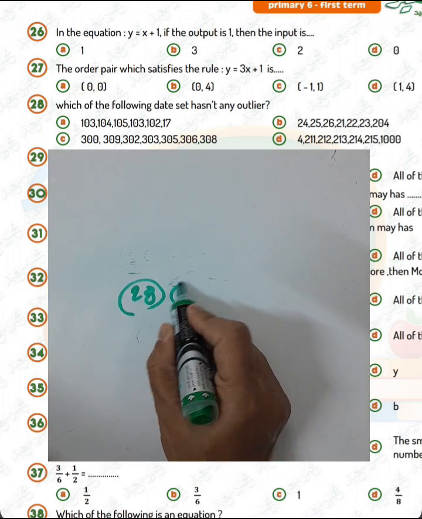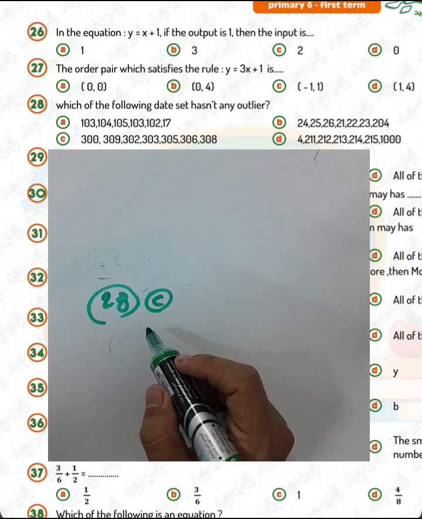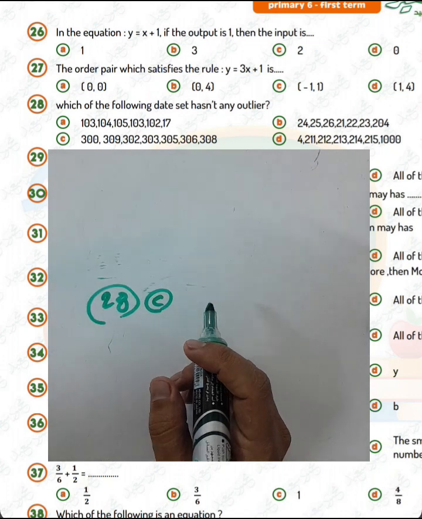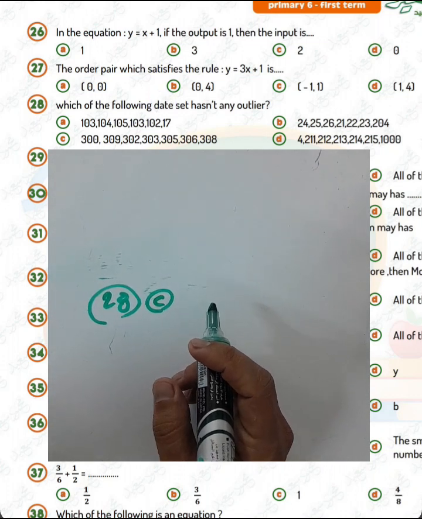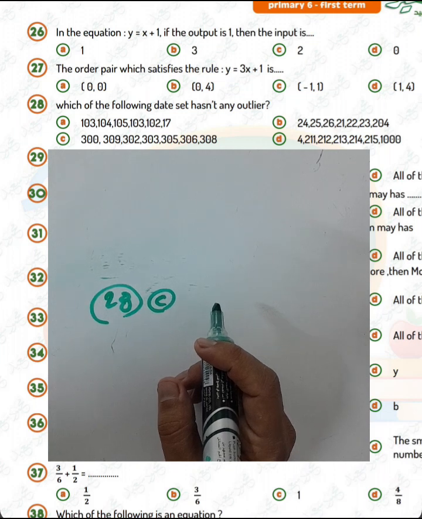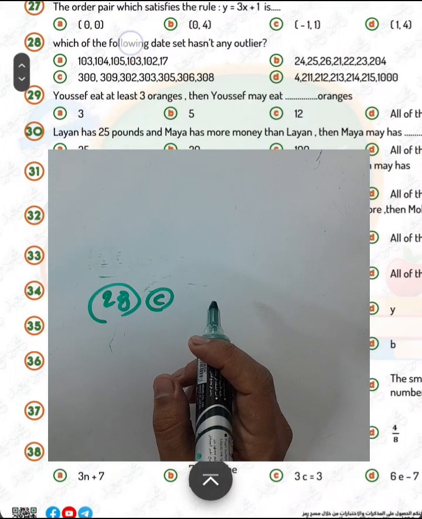Okay, letter C. We haven't here any outlier, because all numbers are nearest to them. But letter A, the outlier here was 17, and the outlier here with 204, and letter D, the outlier will be 1000. Okay, but letter C, we haven't here any outlier. Question 29.